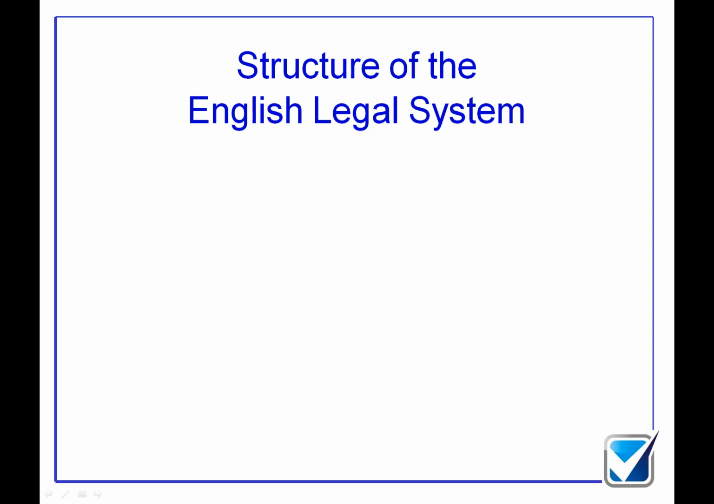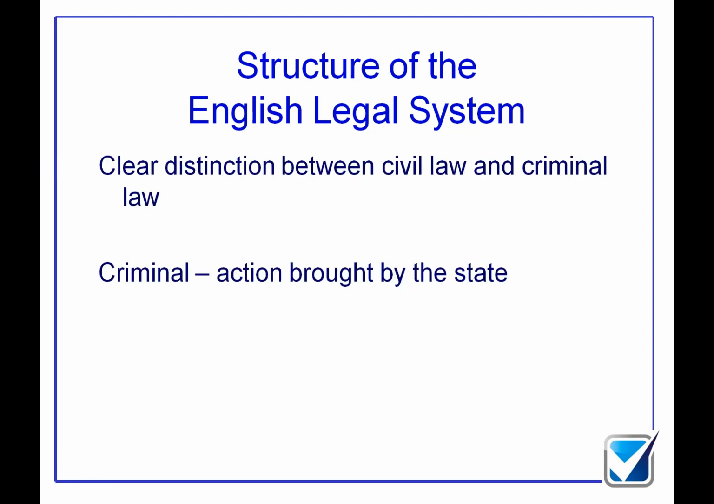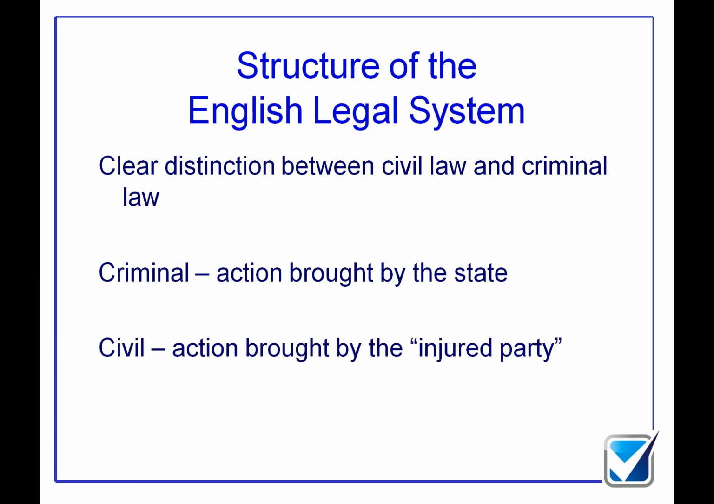Now, within part number 1, looking at the structure of the English legal system, we've got a complete distinction between criminal issues and then civil issues. So we'll start by looking at the criminal system, and then we'll have a look at the civil system. You should see these two systems as completely different legal systems that work together. They cover different areas.